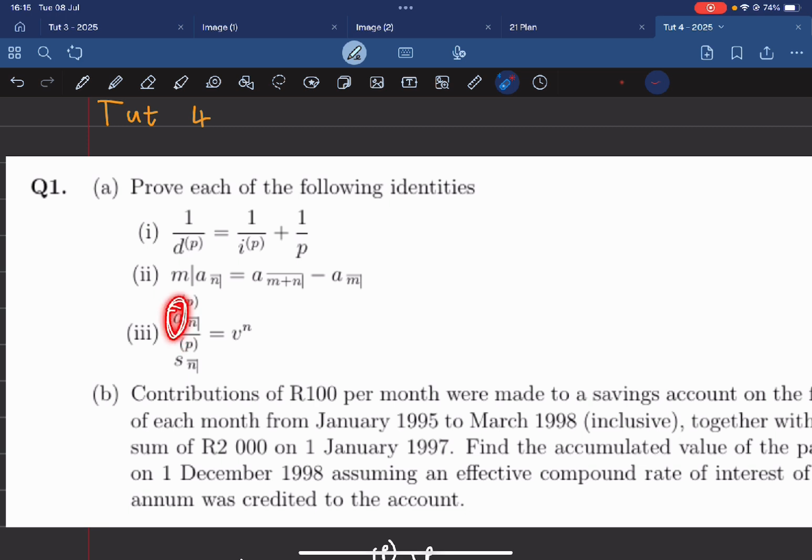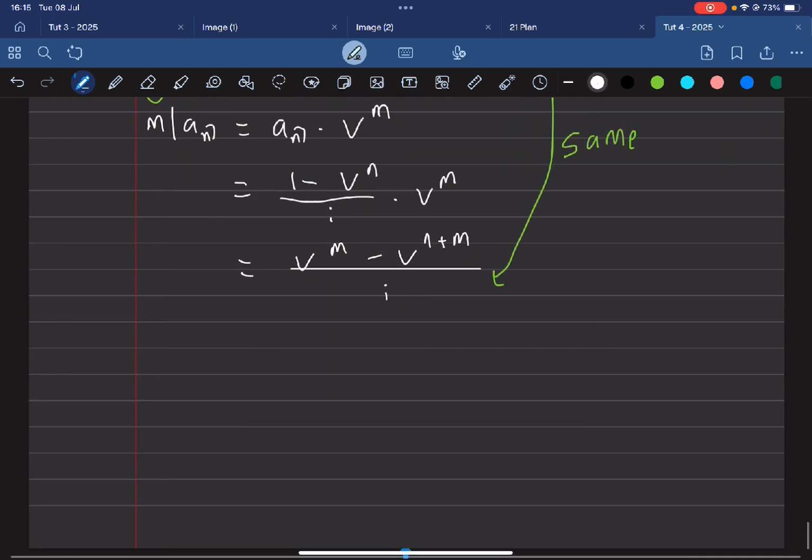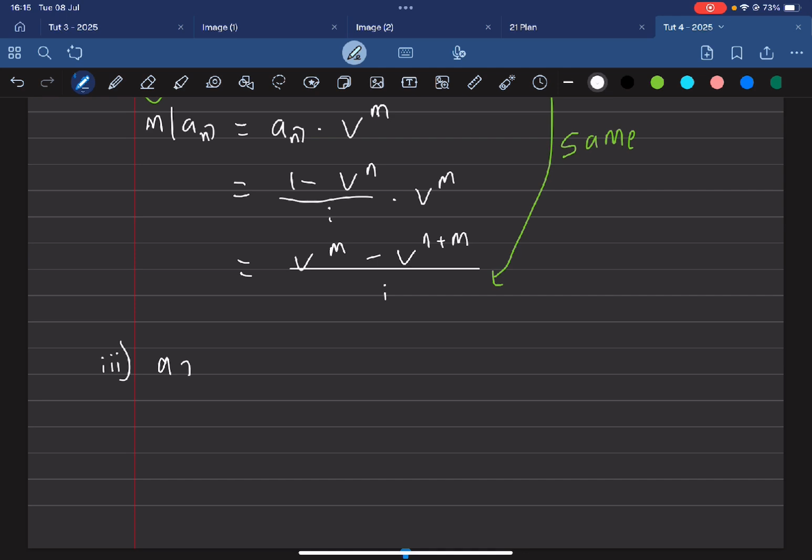Yeah, you're trying to present value it, and this is a future value annuity for n periods, again, p-thly, and you're trying to prove that it's equal to v to the n. Okay, so let's write up what each of these are. So number 3, a_n^(p) is going to be 1 minus v to the n over i^(p).